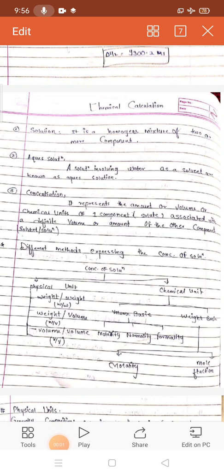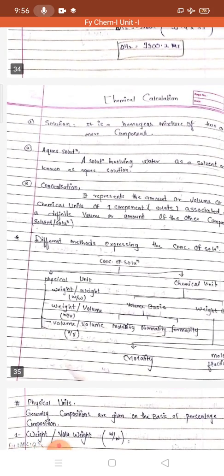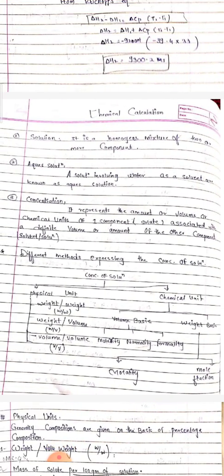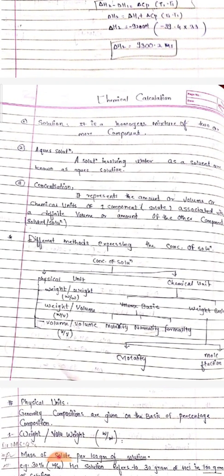Friends, today we are going to see the next topic of unit 1 of paper 1. A solution is nothing but a homogeneous mixture of two or more components; that may come for the MCQ. An aqueous solution is a solution containing water as a solvent.